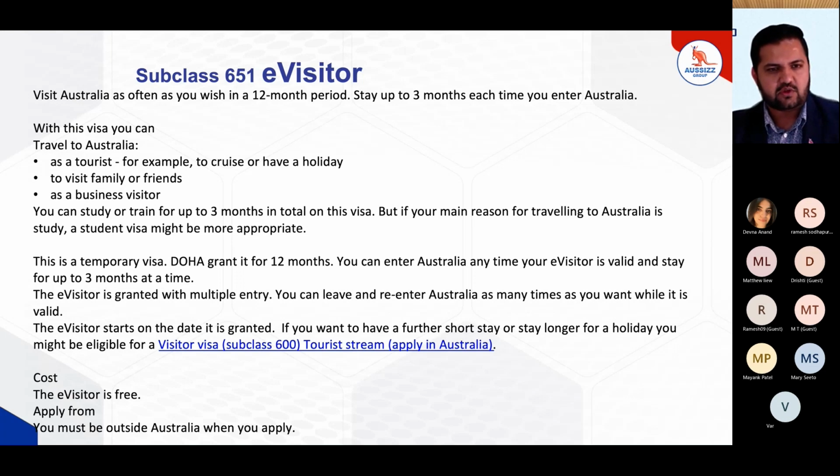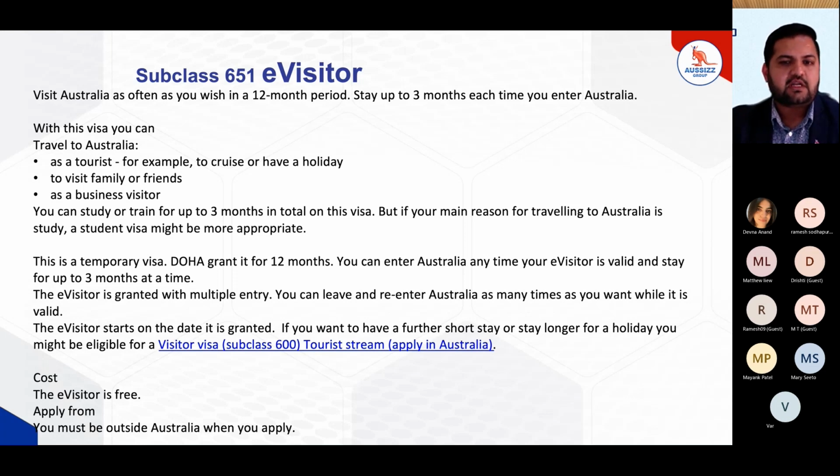Then there is a second stream for visitor visas, which is the e-visitor stream. This does not apply to a lot of our viewers, to be honest, because it is only limited to certain country holders. I'll show you the list of countries which are eligible for this e-visitor in the next slides. But this visa is basically for the same reasons as the normal 600 visitor visa.